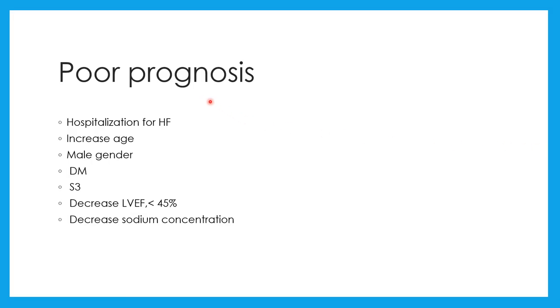Now, the poor prognosis. This is what we don't want to hear. Hospitalization for heart failure is a bad prognosis. Increased age, the older the person becomes, the worse the heart failure, the more the probability of heart failure. Male gender is bad. Associated diabetes mellitus, S3 gallop. Left ventricular ejection fraction decreased below 45%. Decreased sodium concentration.